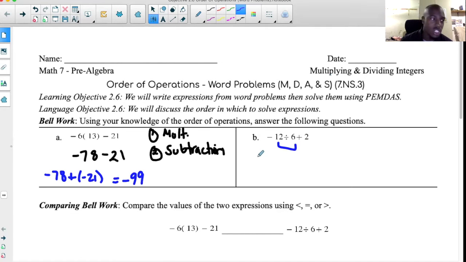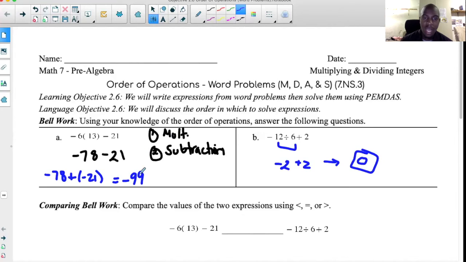How many times does 6 go into 12? 2 times. But because it's a negative, we know just like with multiplication, if one is negative and one is positive, and we divide or multiply, the answer has to be negative. So negative 12 divided by 6 gives me negative 2 plus 2, right? We know that these are inverses. Inverse means opposite. They're additive inverses, so they end up equaling 0.